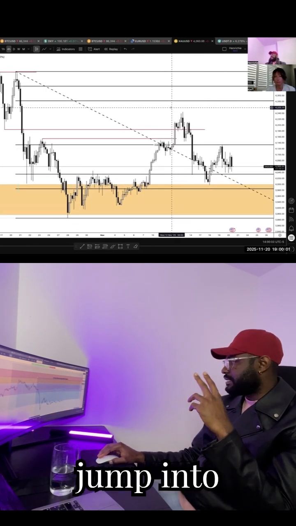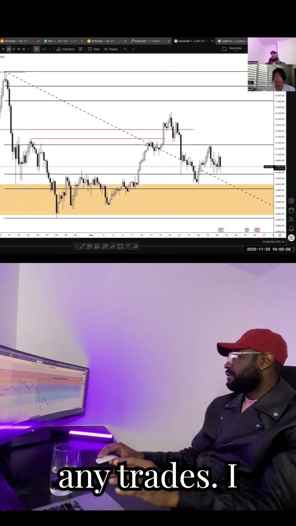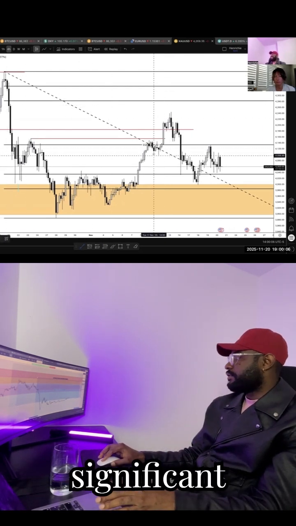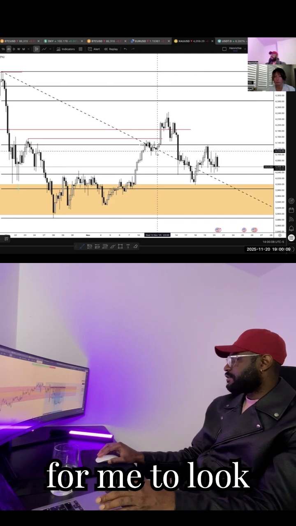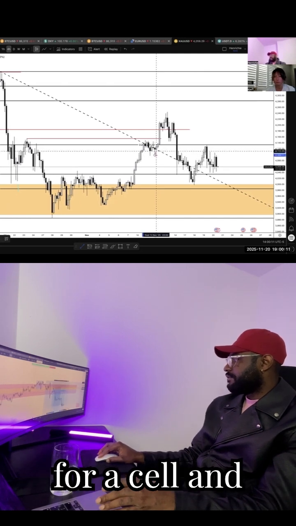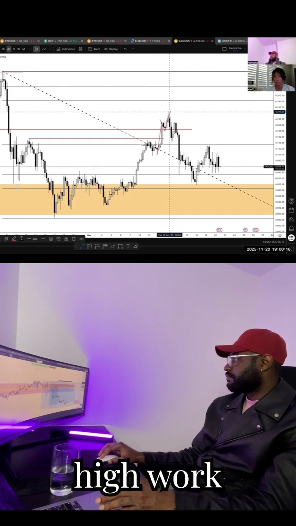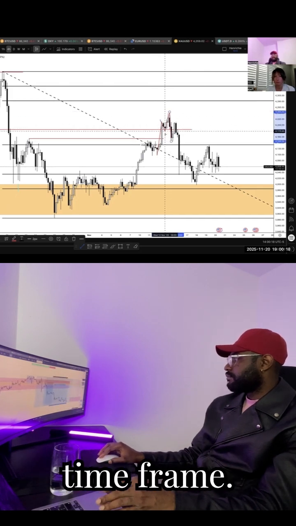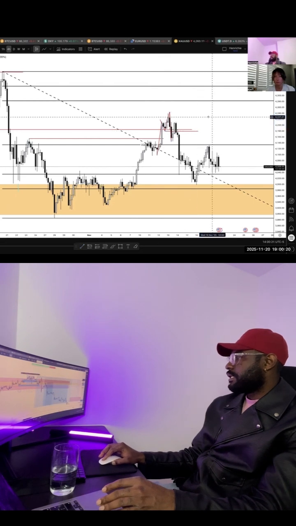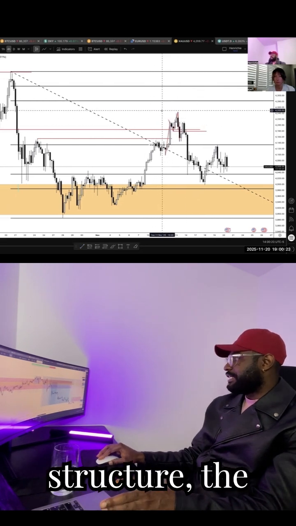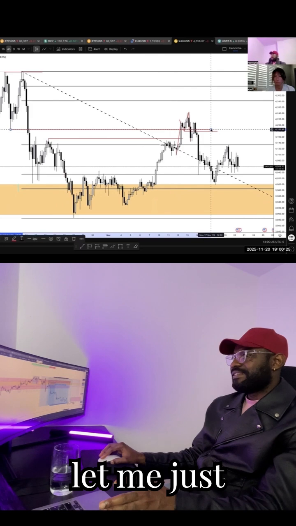Now, I don't want to jump to conclusions and start taking any trades. I want to see a significant break of structure to the downside for me to look for a sell. And it created a high, created a low, created a high, and broke structure on the 4-hour time frame. After I saw this break of structure, the next thing I want to do is, let me just move this back.